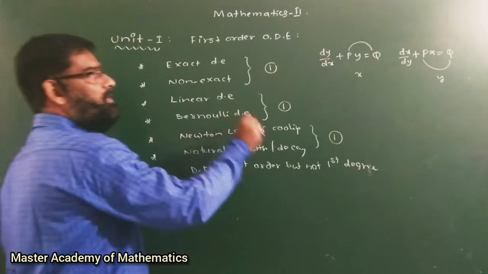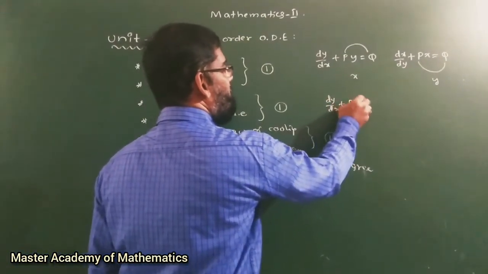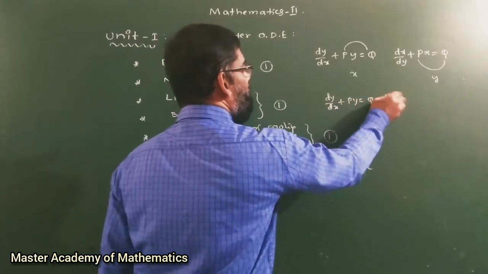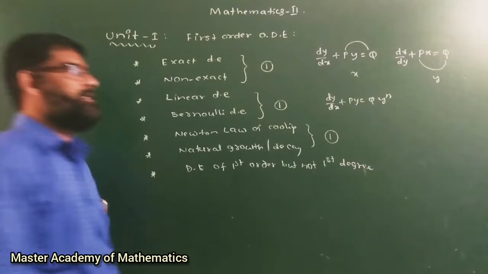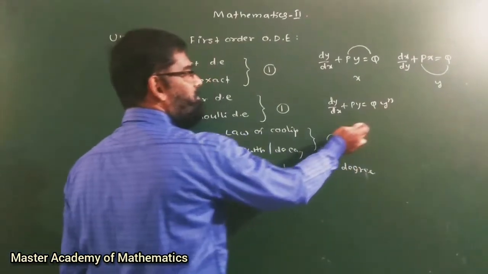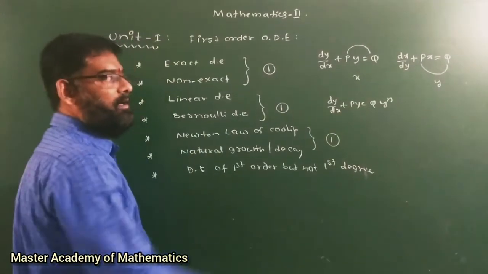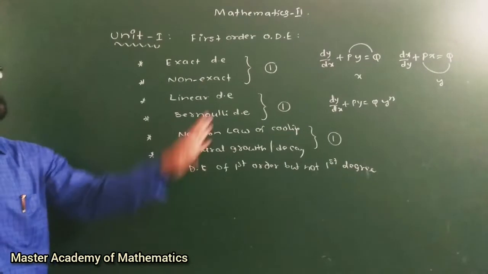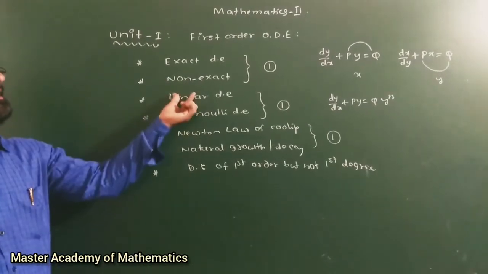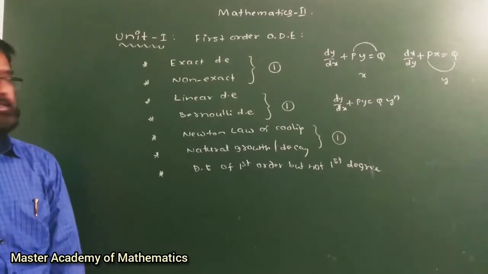Coming to the Bernoulli differential equation, it should look like dy by dx plus py equal to q into y power n, almost similar to linear. In that case, the right side y power n is divided throughout and you are focusing only on the middle term and substituting it as u, and you just convert it into linear and find out the solution. So linear and Bernoulli, you can expect one problem in the final exam.